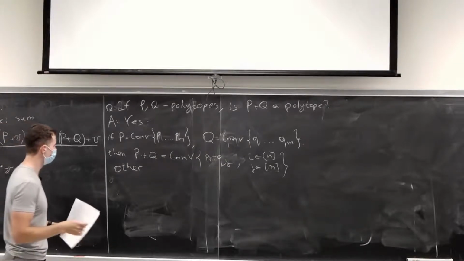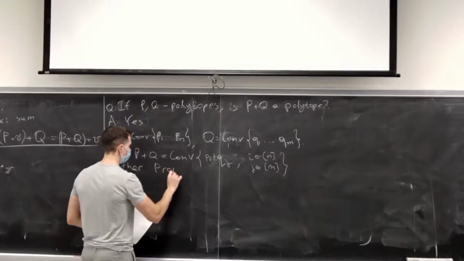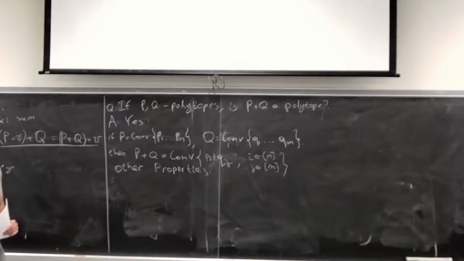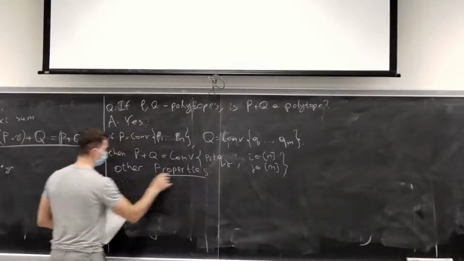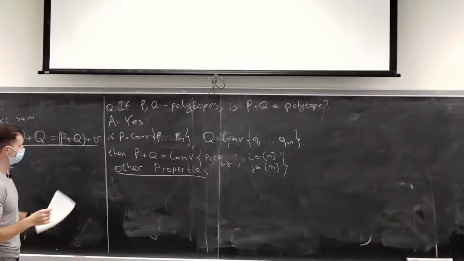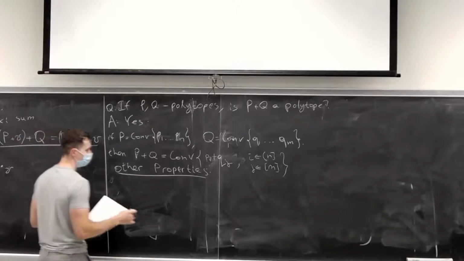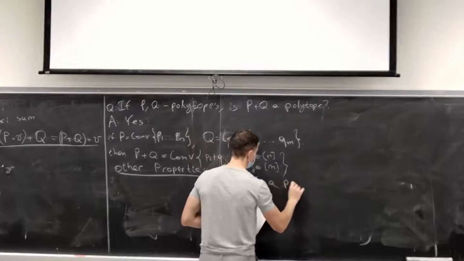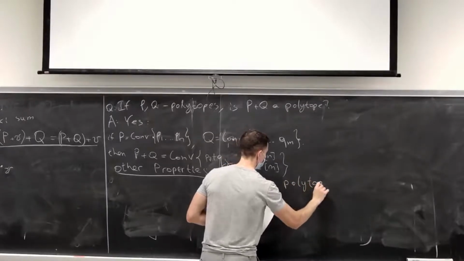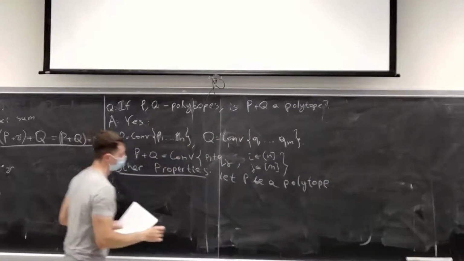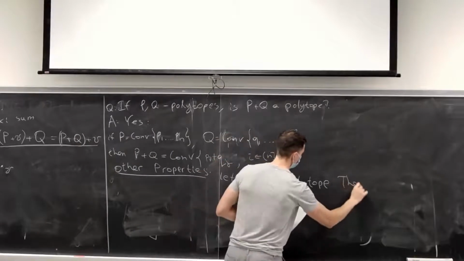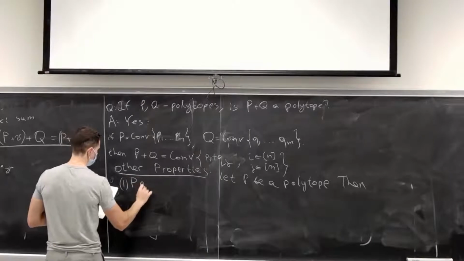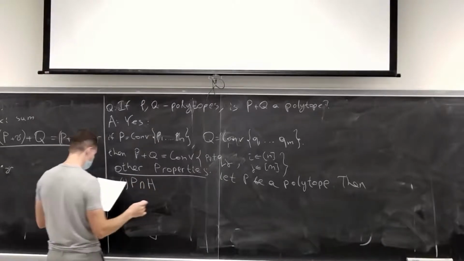All right, so other properties. Other properties like that. Let P be a polytope. Then, first of all, intersecting a polytope with an affine hyperplane is a polytope.